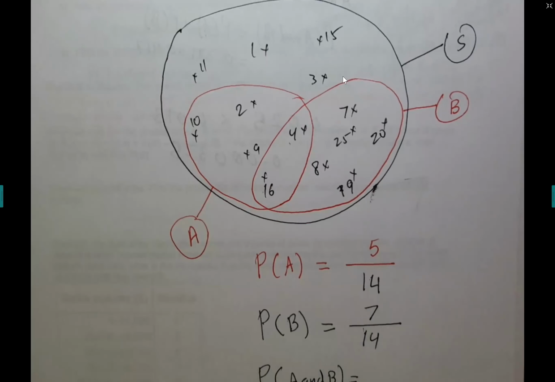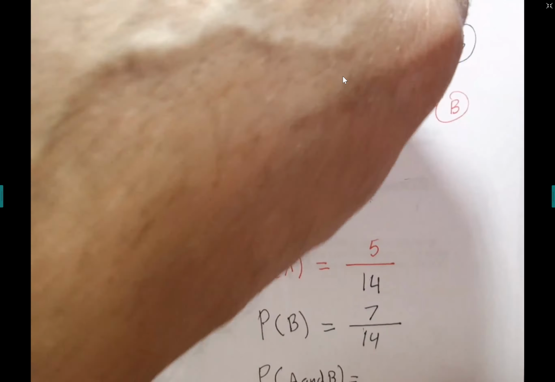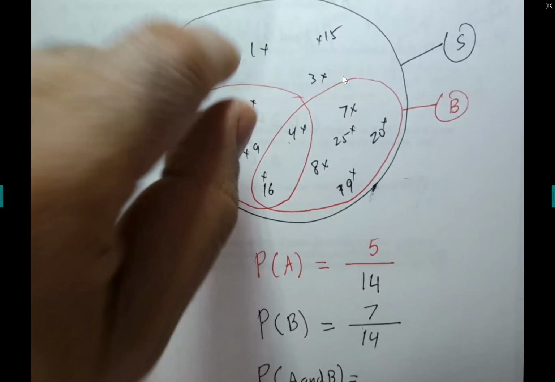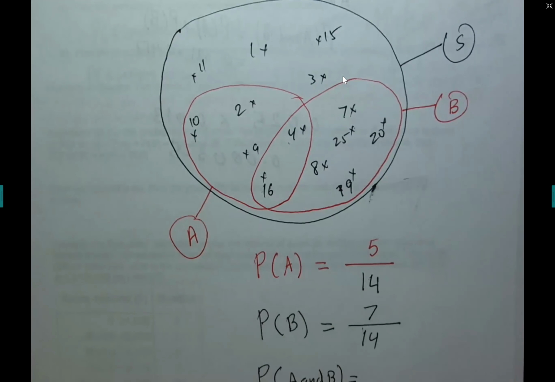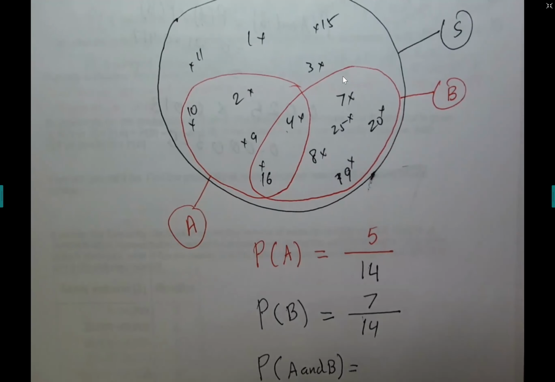What is the probability, if I put those numbers in a basket and pick a number, that this number will turn out to be in A and B at the same time? A and B, which is called the probability of A and B. 2 out of 14. Okay, let's see if the rest of you agree with this. Yes, it is 2 out of 14.